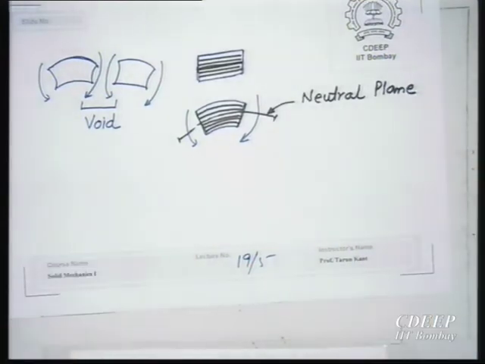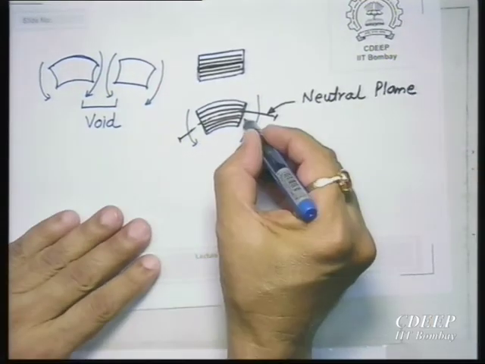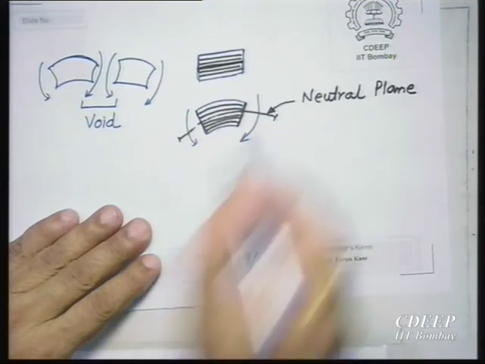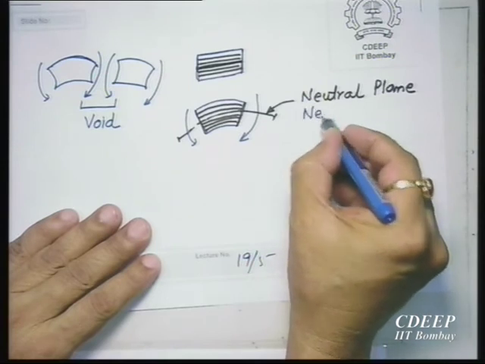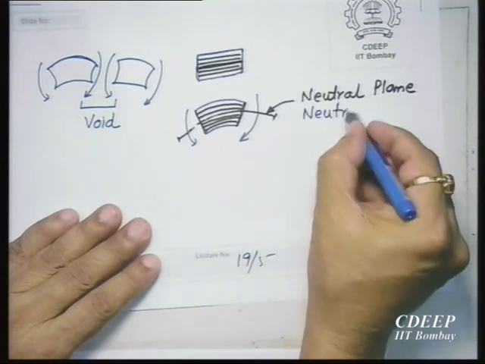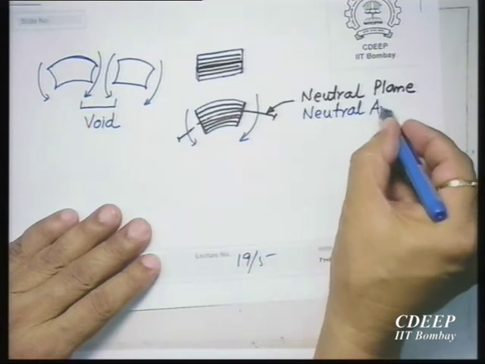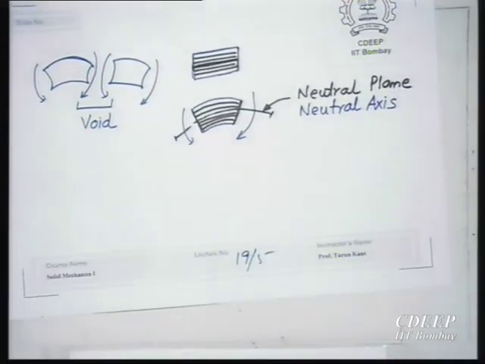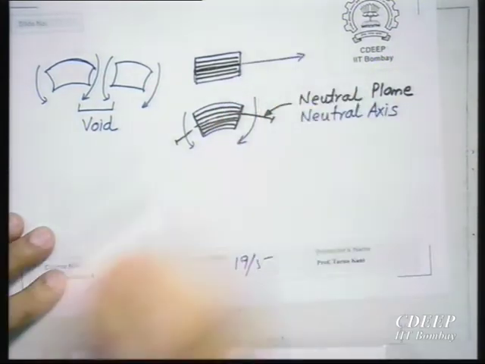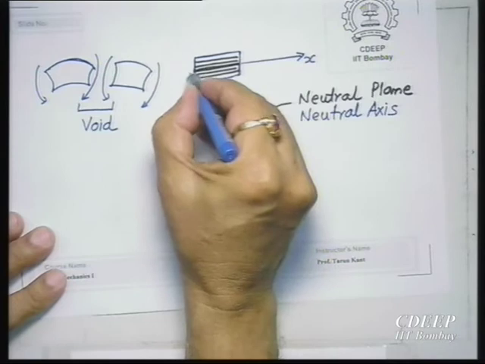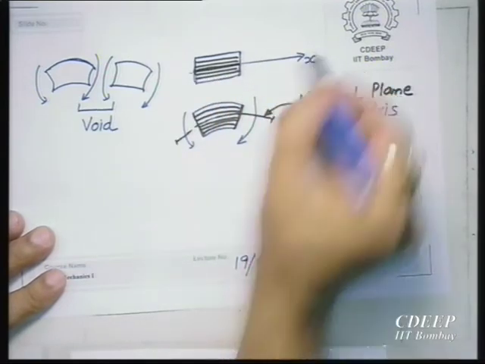And this line that you are seeing, this trace in the plane of the paper, is called the neutral axis. So you have a neutral plane and a neutral axis. Now what we will do is coincide our x axis in the original undeformed beam with the x axis, so the neutral axis or neutral plane is now lying along the x axis.